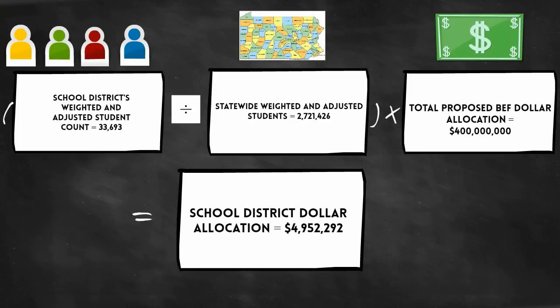$4,952,292. It is important to keep in mind these dollars are new money on top of what the district will already be receiving. The basic education funding formula only deals with new money being proposed for school districts.